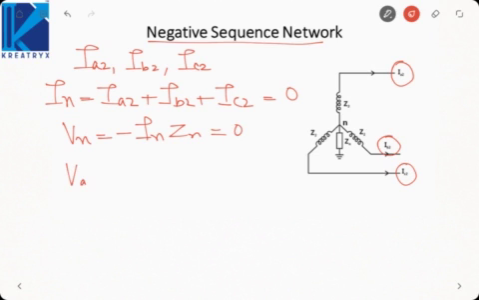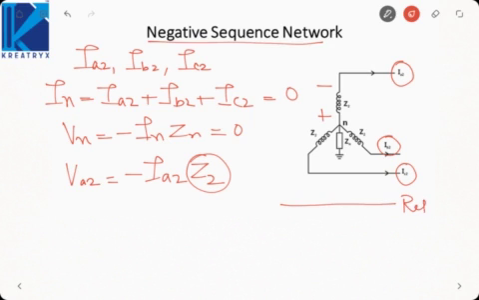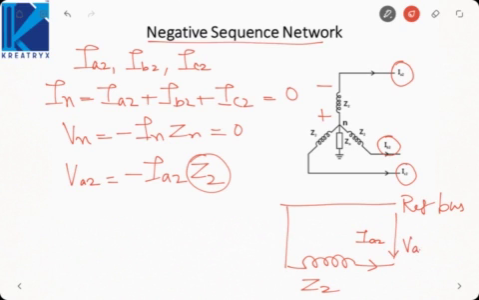If we apply KVL, VA2 will be equal to minus IA2 into Z2, because plus minus will be here. Here Z2 is the negative sequence impedance. To represent this as a circuit, this is the reference bus, this is Z2, this is IA2. So it is VA2. VA2 is minus IA2 into Z2, plus minus. Okay. So that is how we can draw the negative sequence network.